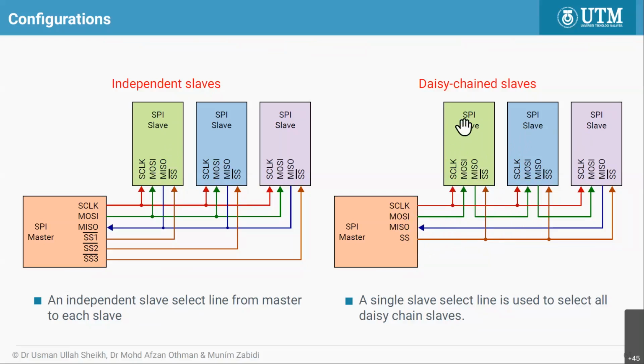So let's say I want to read data from the green slave. The data will go to the blue slave and the purple slave before it goes to the master. So it takes longer. Basically you have a longer shift register. So that's what happens, and it's your choice. If you have many pins, you should select independent slave.